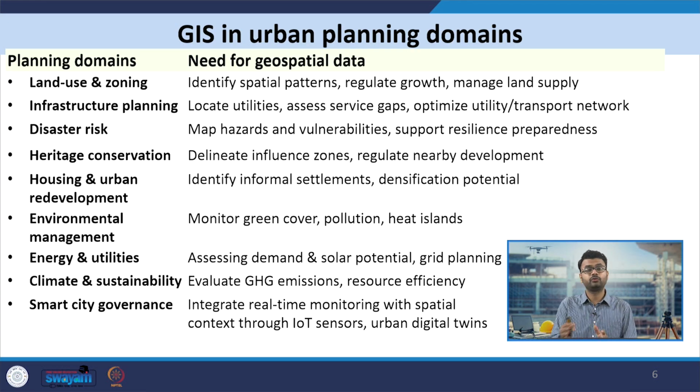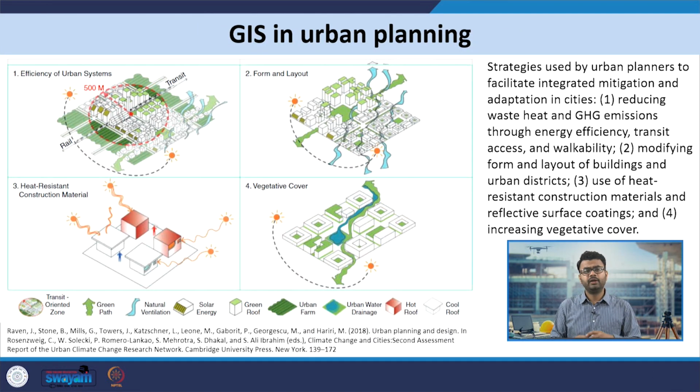Geospatial data also helps in climate and sustainability by evaluating greenhouse gas emissions and also finding out avenues for improving resource efficiency. And geospatial data finally helps in smart city governance because it is able to integrate real time monitoring from various data sets, for example, IoT sensors, from satellites, from conventional surveys, and therefore it helps build urban digital twins. So, there are various techniques by which GIS is used in urban planning.